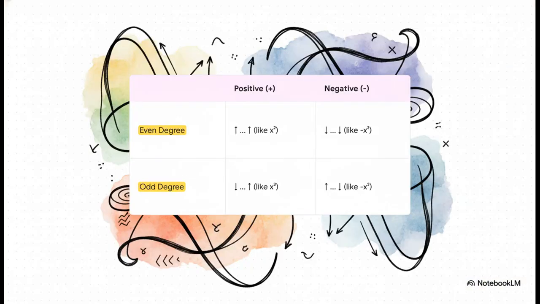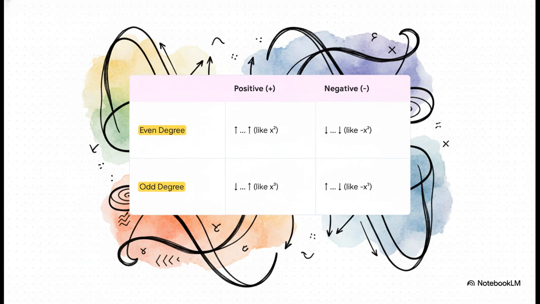Okay, let's look at this grid. This is basically your cheat sheet for everything. So top left. If the degree is even and the coefficient is positive, just think about a basic x squared parabola. Both arms go up, right? Up and up. Now, what if it's even but negative, like negative x squared? Simple. It flips. Both arms go down and down.